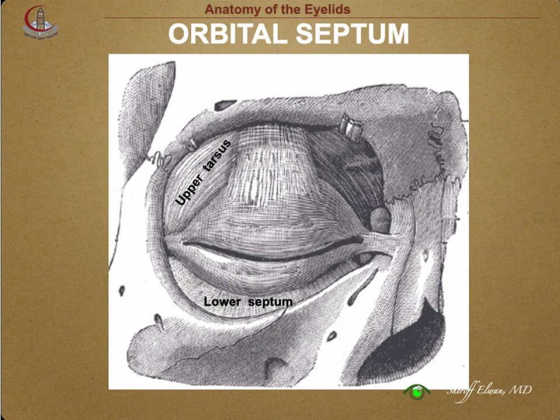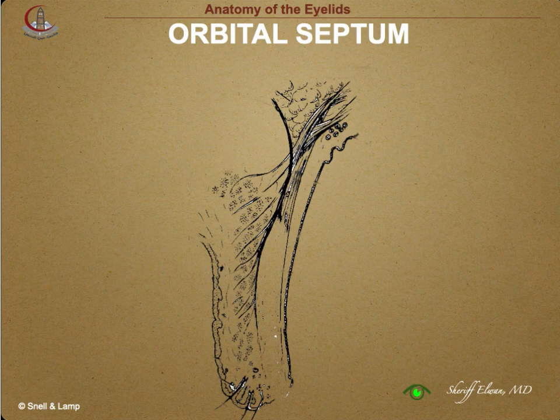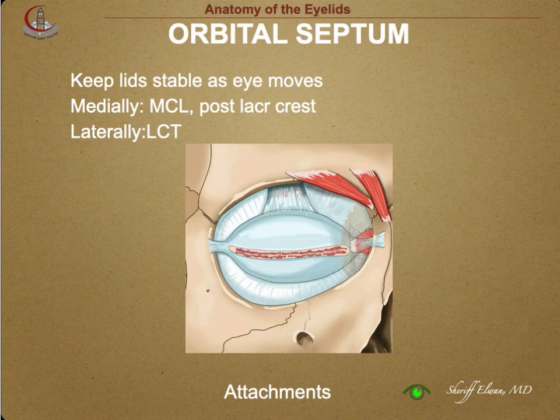Here is the upper tarsus attaching to the bone through the upper septum, and this is the lower septum. Here on the sagittal section, this red structure attaching from the upper border of the upper tarsus into the orbital bone is the orbital septum. And here on the frontal view, after removing the skin and muscle, we can see the septum being pierced by the levator palpebrae superioris in the upper eyelid.